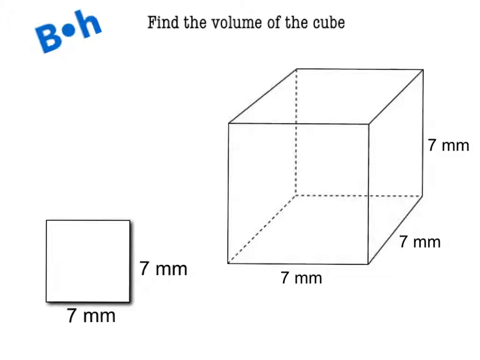To find the area of the base, multiply the length times the width of the 3D shape, or the length and the height of the shape by itself. In this case, it would be 7 times 7. 7 times 7 is 49. So for the area of the base, we get 49. Now, we need to multiply 49 by the height. The height, obviously, is 7. Now we have to do 49 times 7.